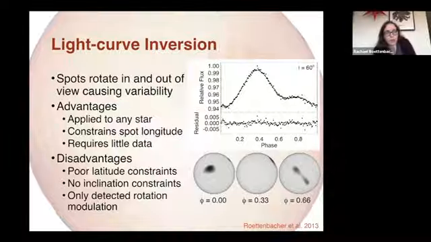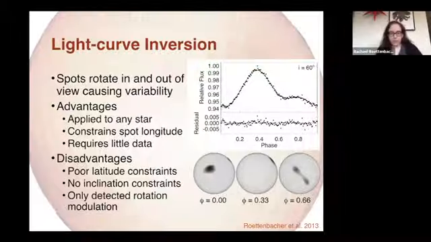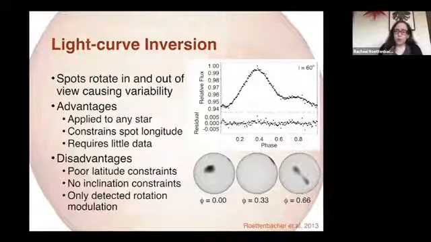And we also aren't able to see anything that doesn't rotate in and out of view on the star. So if you have a spot, say at the pole, that doesn't go in and out of view, it's just always constantly visible, we're not going to be able to see that with this method. So we're not able to get the most accurate view of what's going on in the star in some cases.